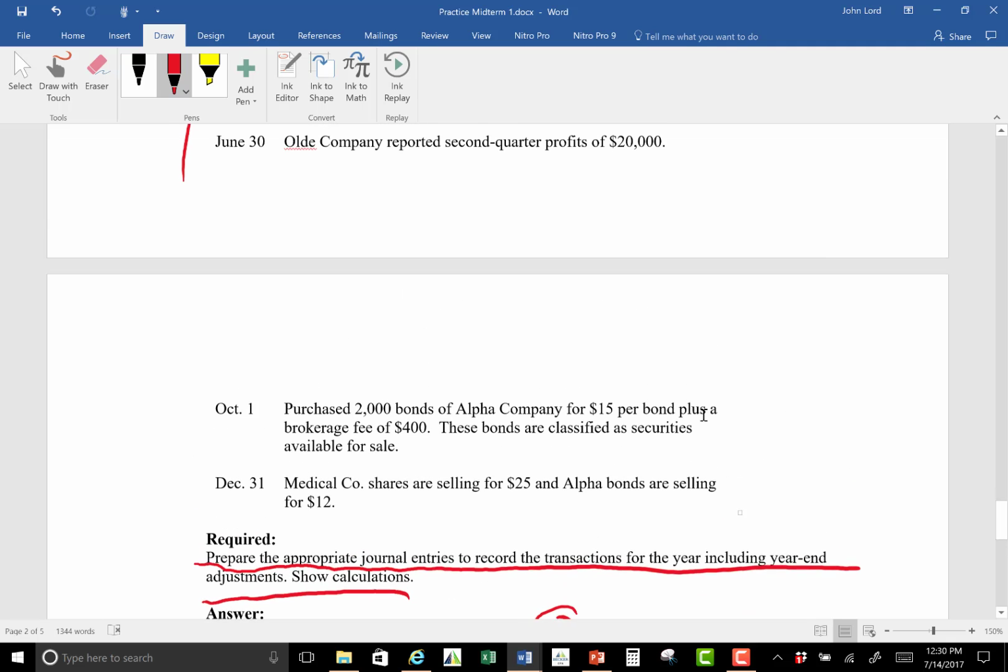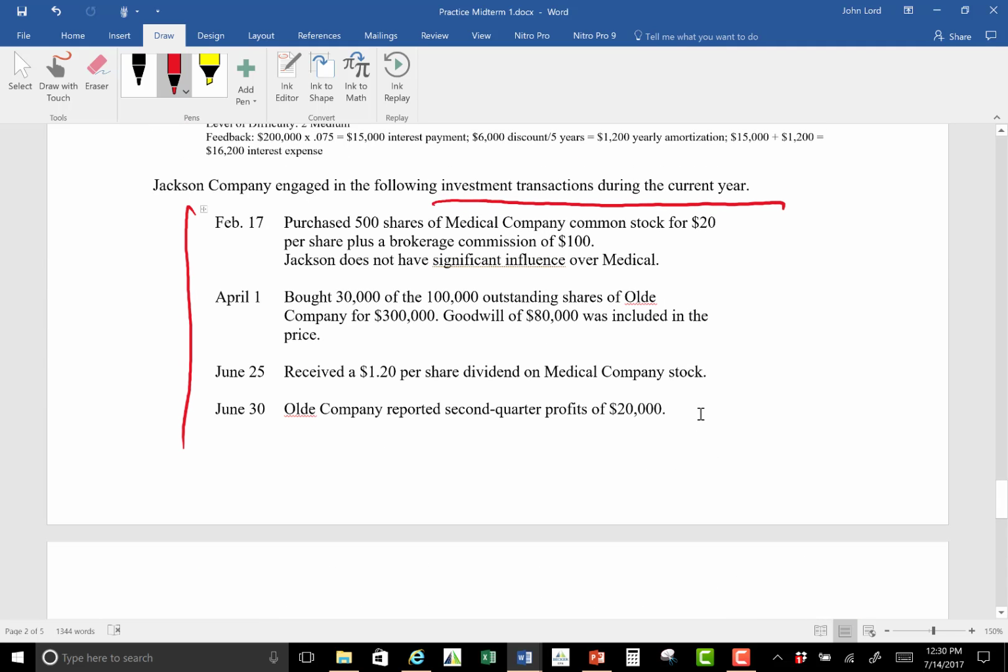Then they bought 30,000 shares of the 100,000 outstanding. Is that telling us what method to use? Good, very good. 30,000 of the 100,000, that's 30%. We're on the equity method for this one, aren't we? Okay. And they include on here that there's goodwill of 80.